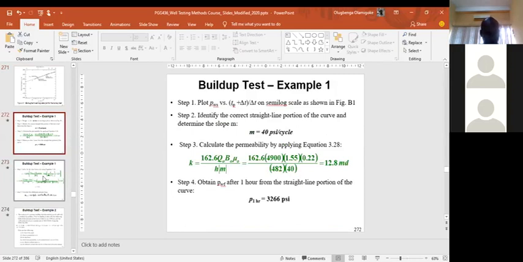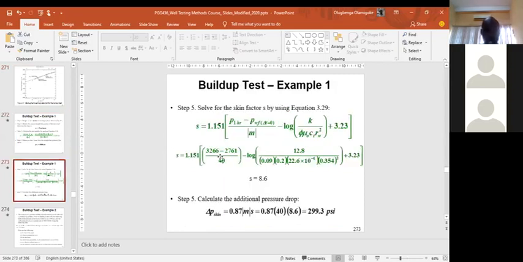This is applying the skin formula. Take note, this is the modulus, the absolute value of the slope. This is the flowing pressure when we're shutting in, that's the first pressure point on that table, and the rest comes to substitution. This is just application of formulas.